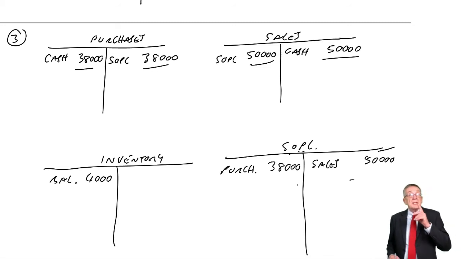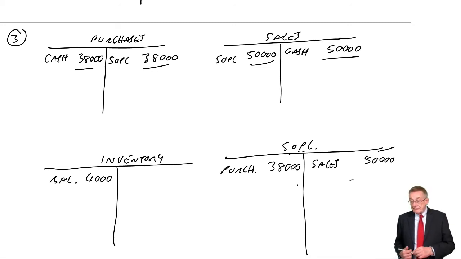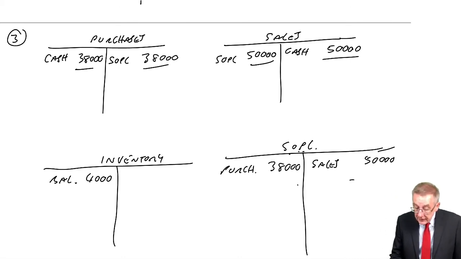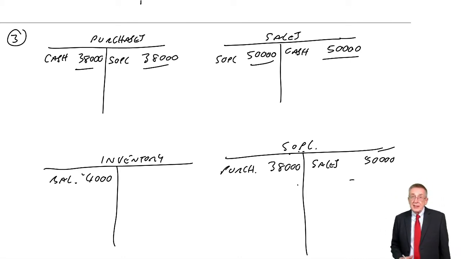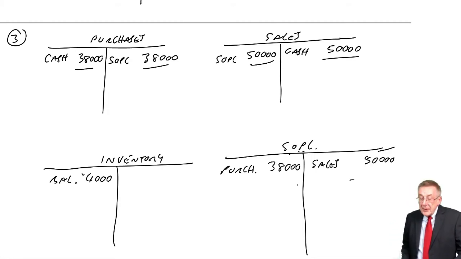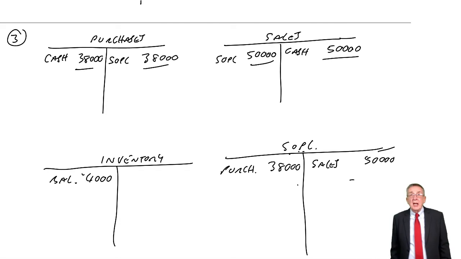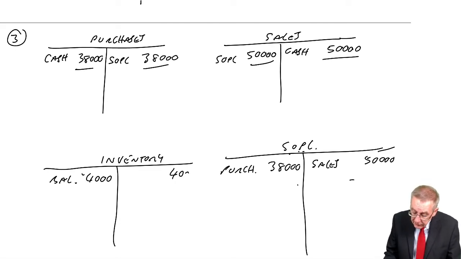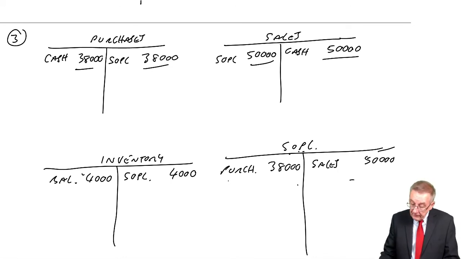So the accountant does two things. First of all, we remove that 4,000, the opening inventory. That was the inventory at the end of last year, but that would have been sold ages ago. We remove it. Credit inventory, debit statement of profit or loss. The opening inventory.